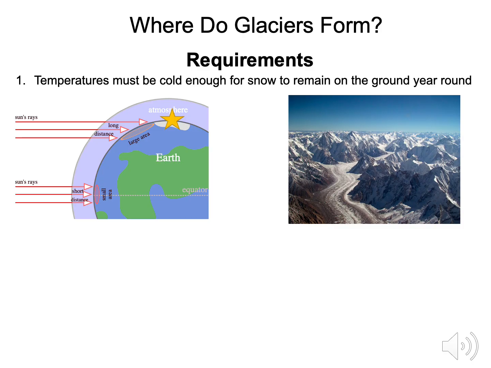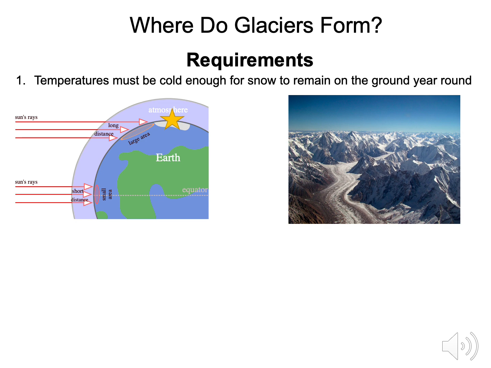Now that we have an understanding of what a glacier is and our two different types of glaciers, a valley glacier and a continental glacier, let's go ahead and start to investigate where glaciers form. Because glaciers are large amounts of ice, they can only form in certain locations on Earth. To better understand this, let's take a look at some of the requirements that are needed for glaciers to form.